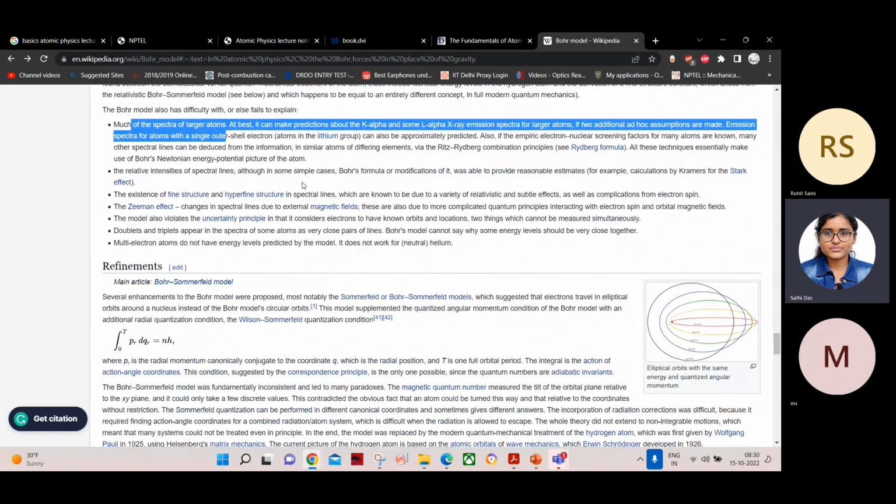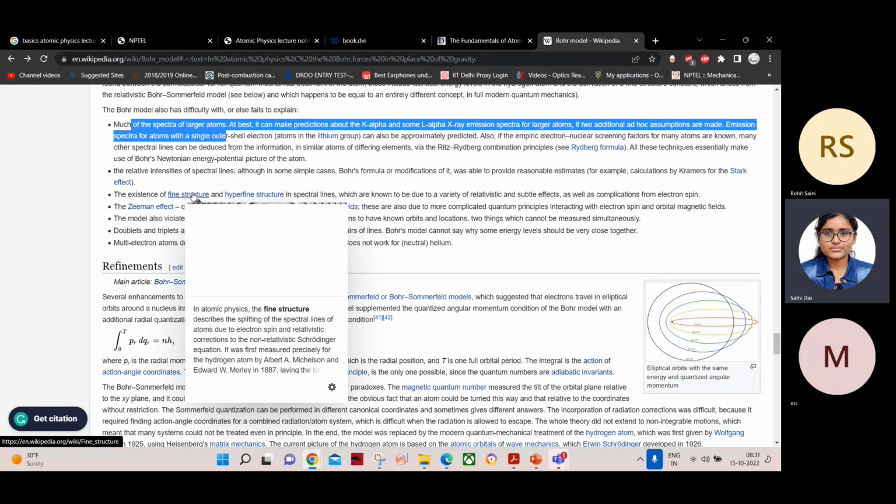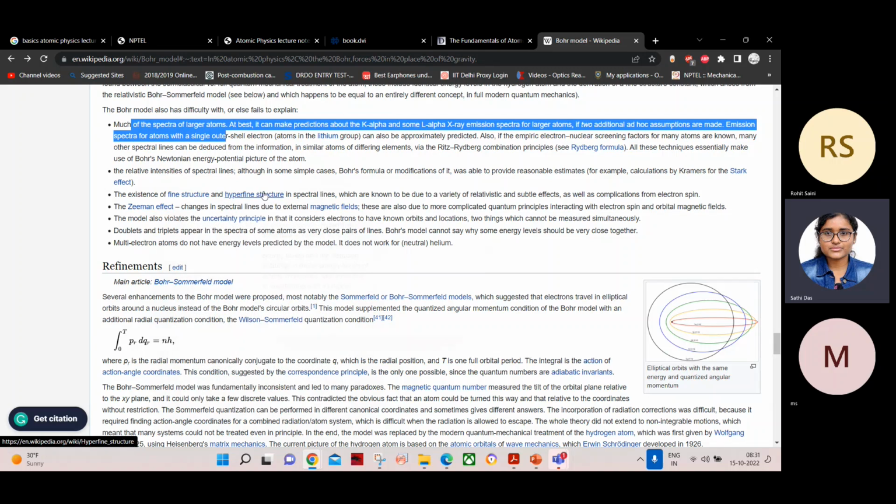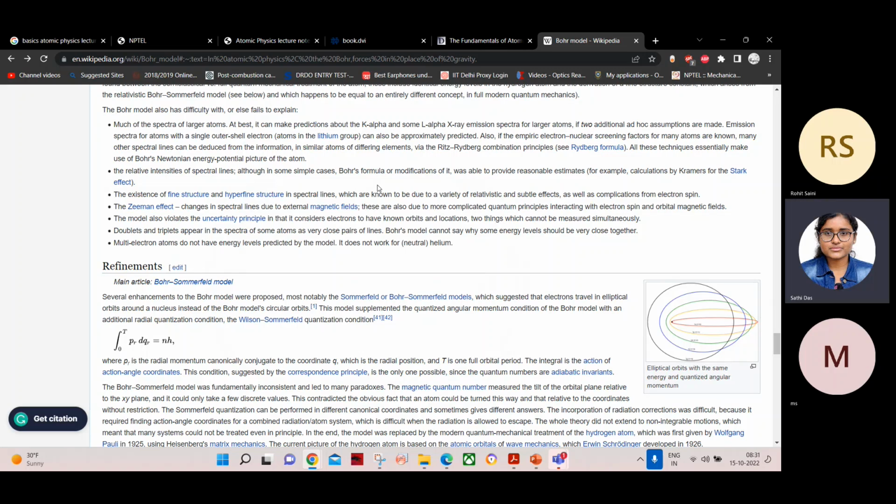Another is the relative intensities of spectral lines, which also cannot be explained by the Bohr model. The existence of fine structure and hyperfine structure of spectral lines cannot be explained either. The Zeeman effect cannot be explained. The Zeeman effect is that if you apply an external magnetic field, you will see changes in the spectral lines, meaning a change in the electronic energy levels. That is related to spin and orbital angular momentum, which was not known at that time. The spin of the electron was not discovered; Bohr only thought about orbital angular momentum.